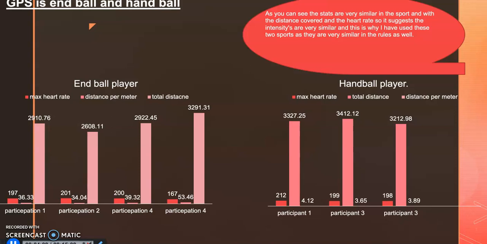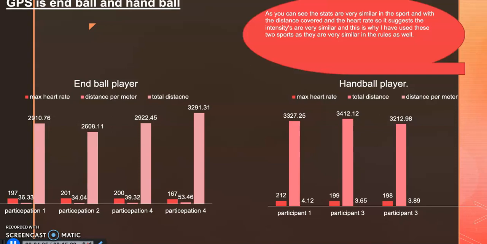What you can see as well, which is very similar again, is the heart rate. So what does the heart rate suggest to us? The heart rate is near enough at maximum level for all the athletes on the left as they are aged from 19 to 23. So the maximum heart rate is where they're nearly at with some of these, if not they're exceeding.